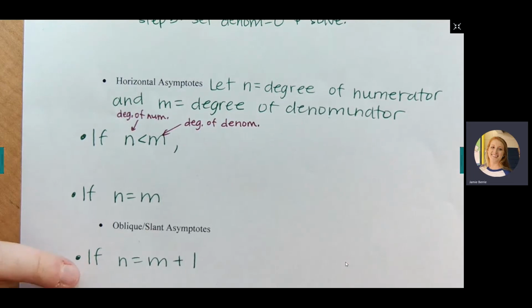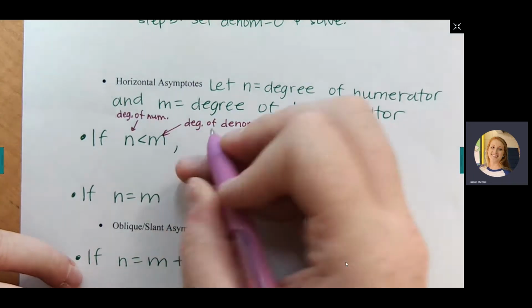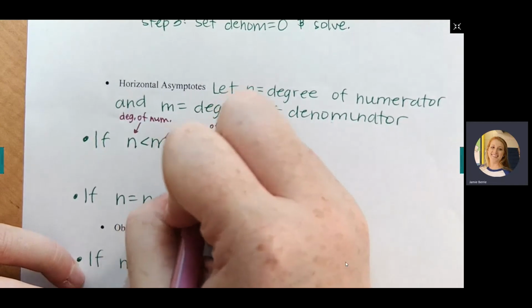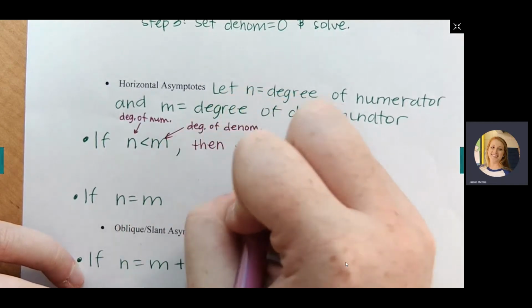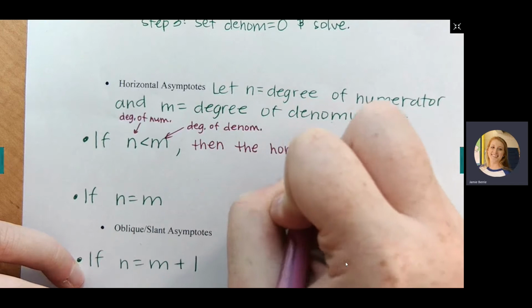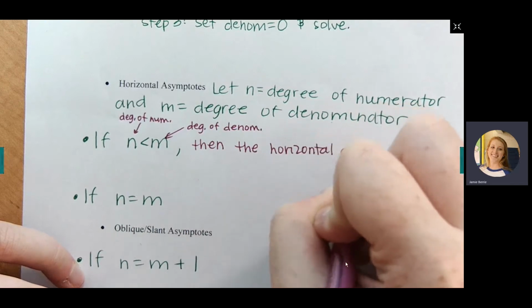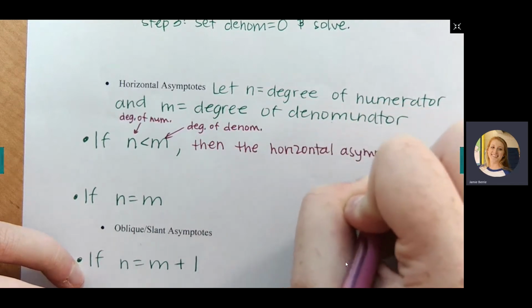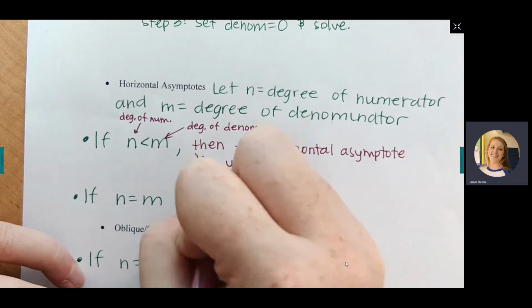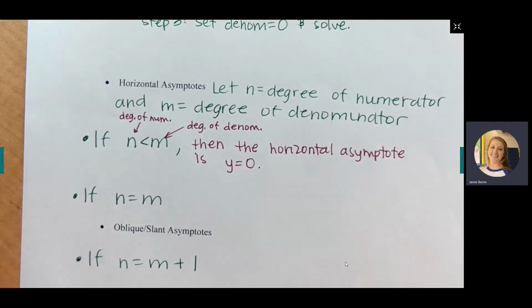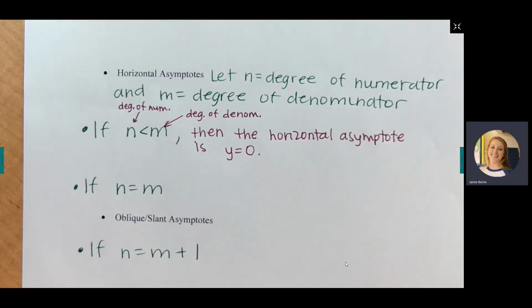So if the degree of your numerator is less than the degree of the denominator, then the horizontal asymptote is y equals 0. There's no work for you to do. You don't have to solve anything. You just automatically know that the horizontal asymptote is the x-axis or y equals 0.